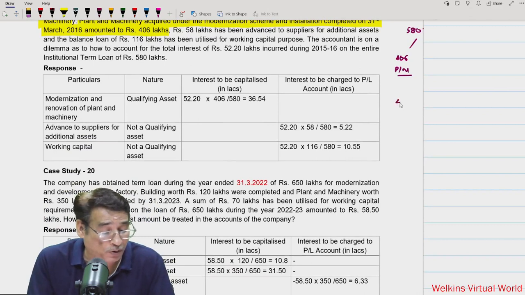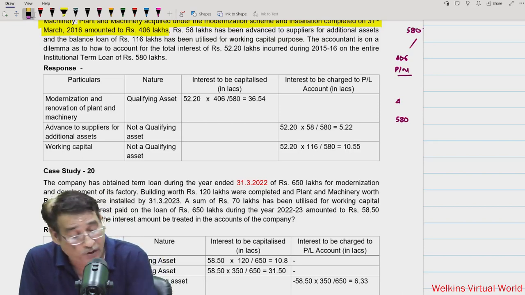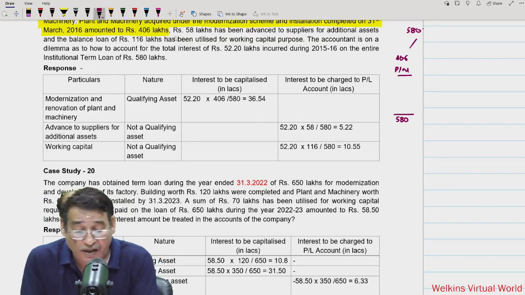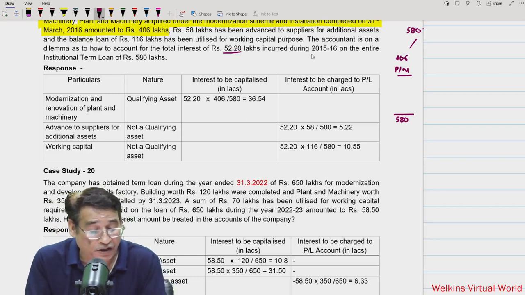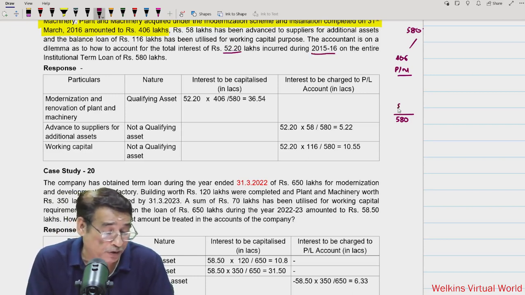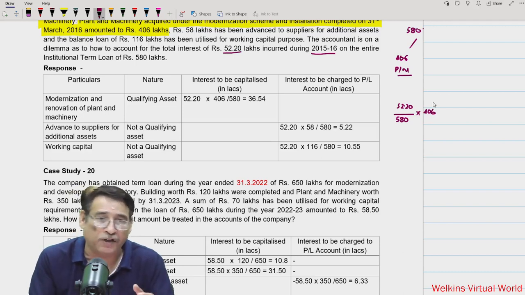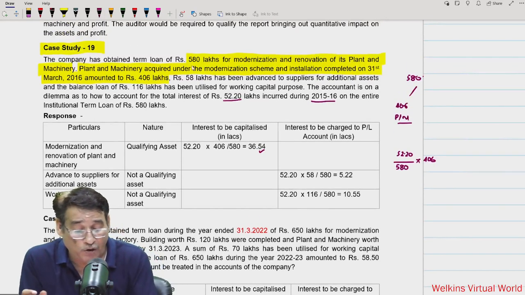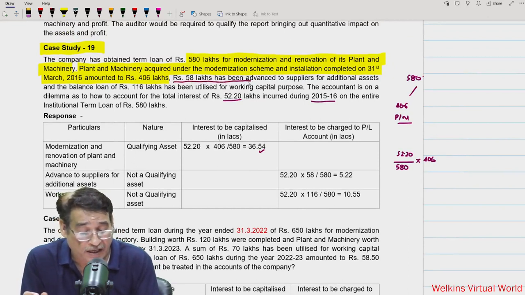The question has also given the fact that on the 580 lakhs worth of loan, 52.2 lakh is the interest for the year 2015-16. So 52.20 is the interest on 580 lakhs. So what will be the interest on 406 lakh, the amount related to plant and machinery? The interest will be 36.54, and it will be capitalized.